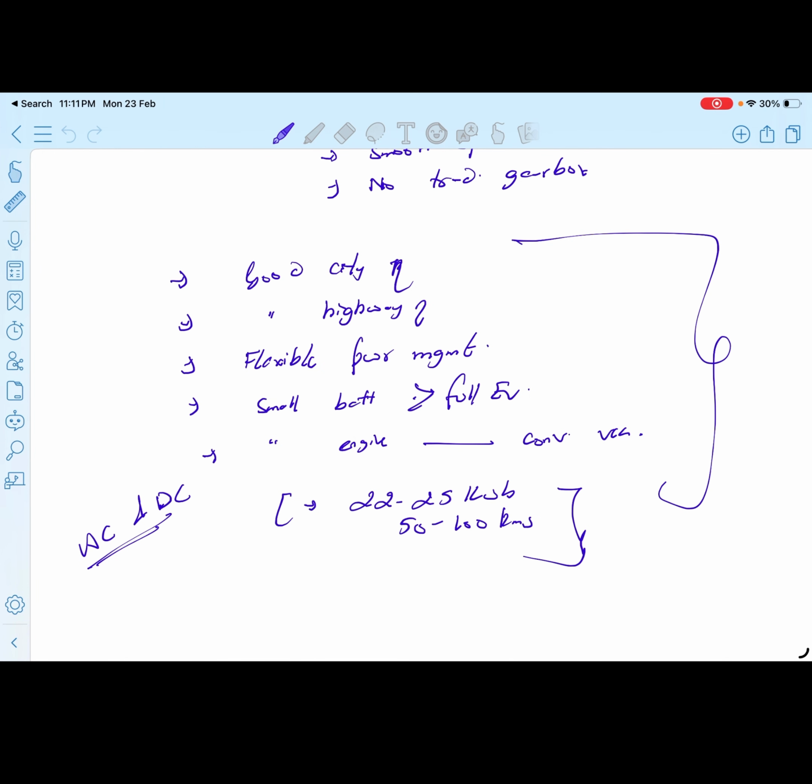So in our next video, we'll talk about different kinds of hybrid. For example, what is mild hybrid, what is strong hybrid, based on the placement of motors, and what are the possible combinations of different hybrid electric vehicles.